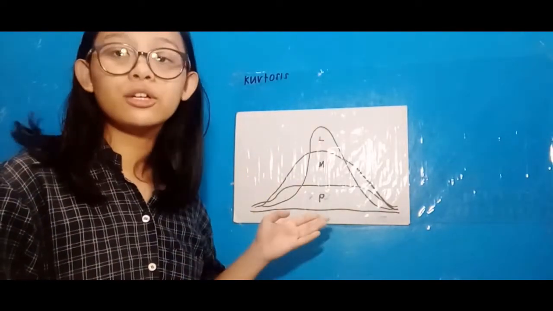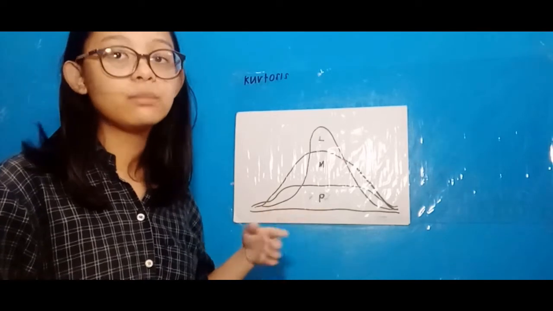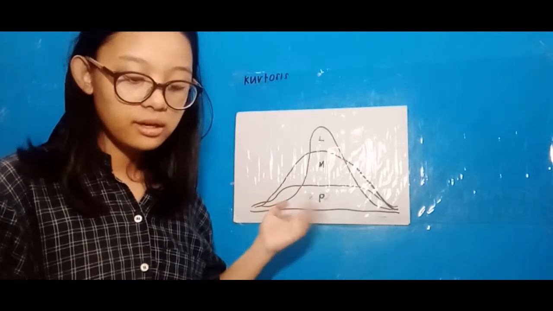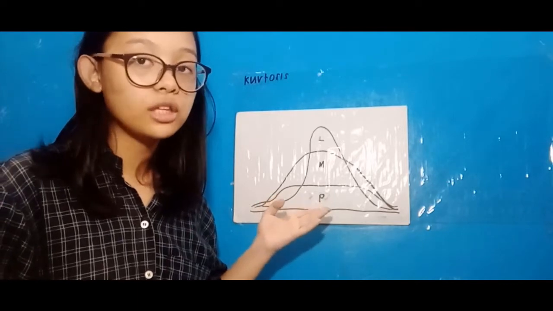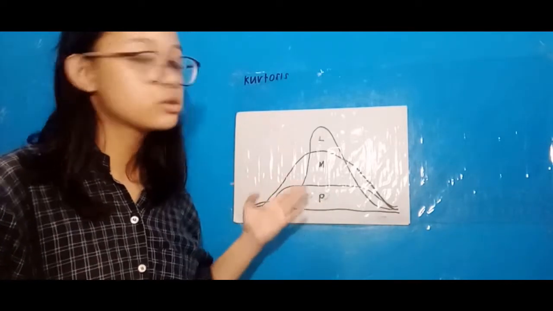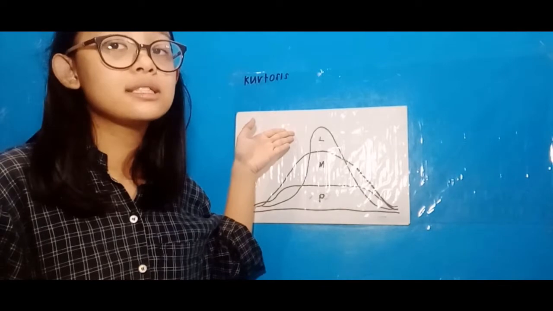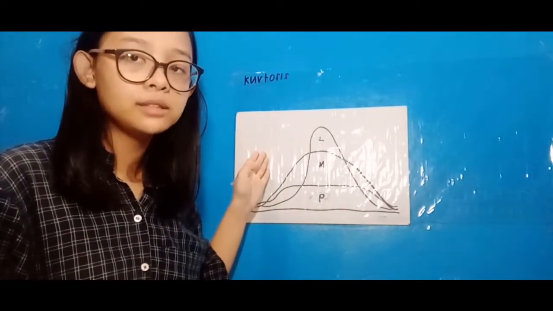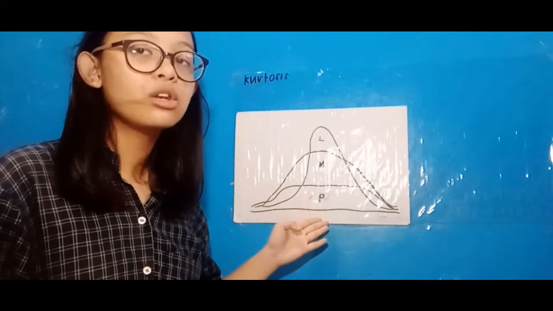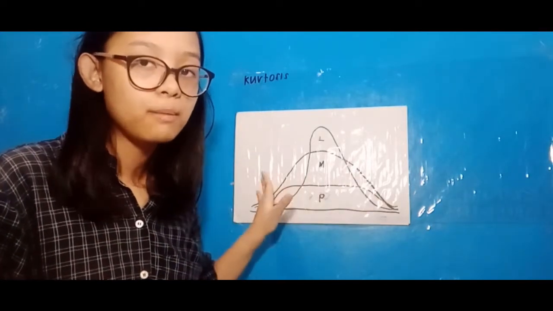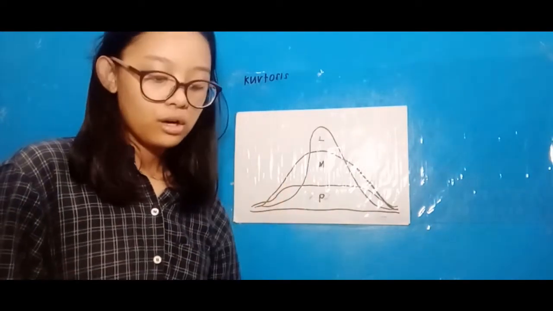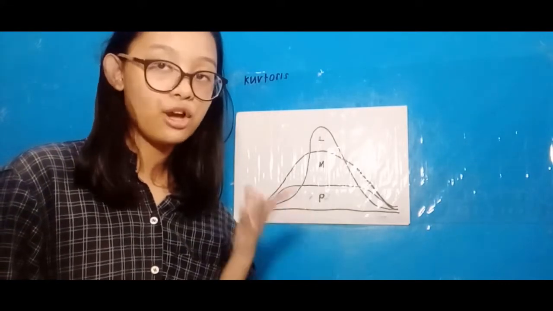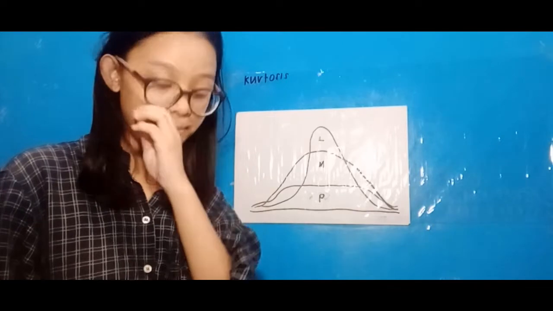Next is the platykurtic, which is the last one. In the platykurtic distribution, the graph's peak is lower and flattened on the top, as you can see right here. So, leptokurtic has the highest peak, mesokurtic is the normal one, and platykurtic has the lowest peak, flattened on the top. Now remember, kurtosis can be used to determine the type of variability of a given distribution.